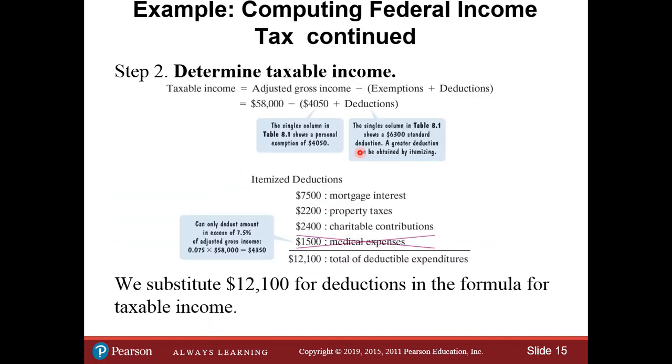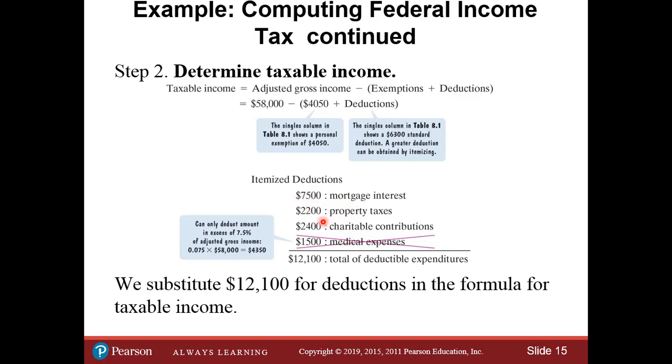Okay, now, her standard deduction is $6,300, but if we look at her itemized deduction, she's got $7,500 for mortgage insurance. Right there, she's already over the $6,300. Okay, but let's go on.